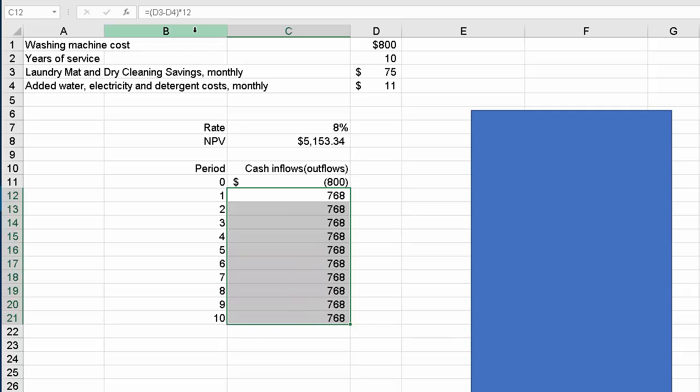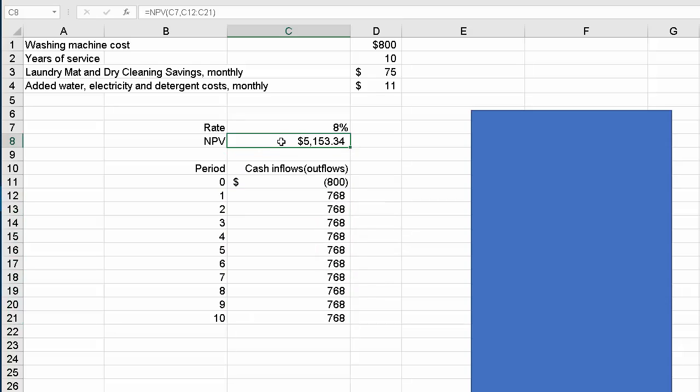All right, so what else do I have to do to that formula? Well, I've got to subtract out, or add in, the negative $800. So you see that this is a very favorable net present value, which I think makes sense because it costs you $800. It's going to save you $768 at the end of 1 year.